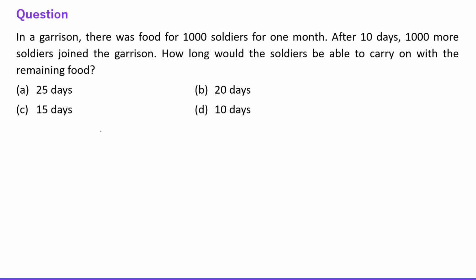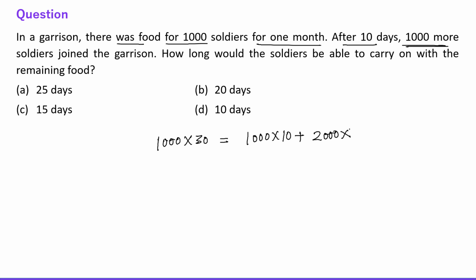Next question is, in a garrison, there was food for 1000 soldiers for 1 month. Okay. 1000 soldiers for 30 days, right? After 10 days, so these 1000 soldiers consumed it for 10 days. After 10 days, 1000 more soldiers joined. So 1000 more, it means 2000 soldiers are now. So the question is, how long would the soldiers be able to carry on the remaining food? See, we need to find the number of days.